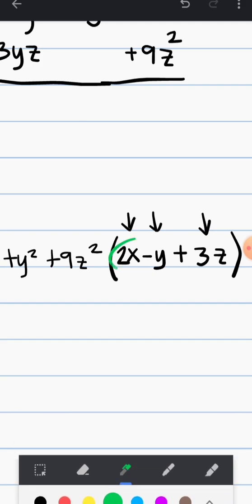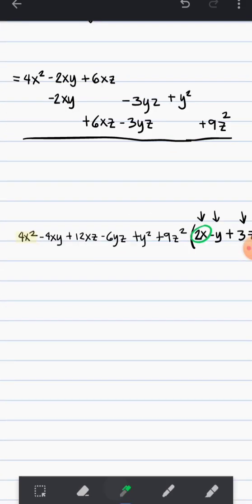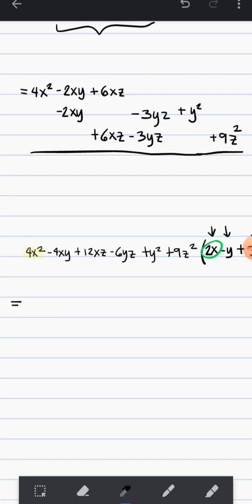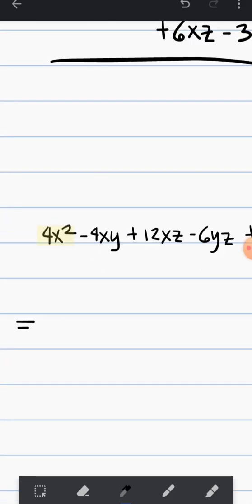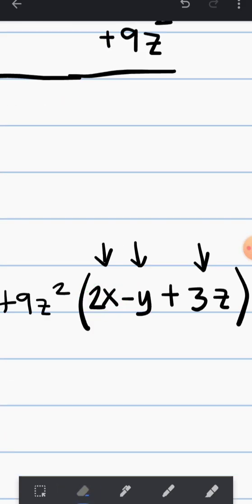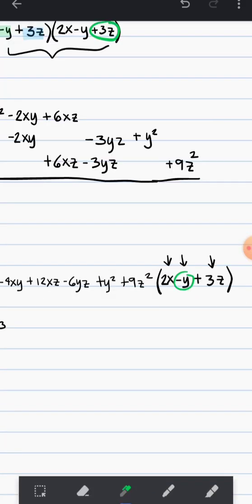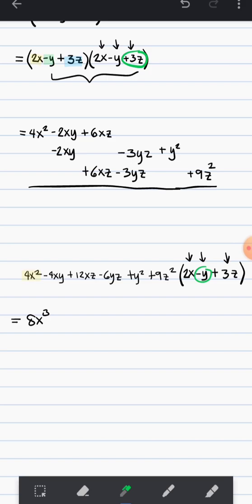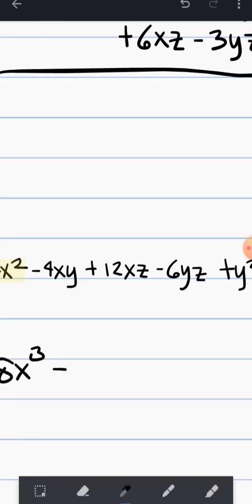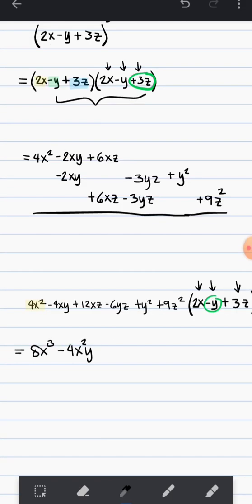So the first term is 2x. So 4x squared times 2x is equal to 8x cubed, because 4 times 2 is 8, and x times x squared is x cubed. And then 4x squared times negative y is negative 4x squared y.